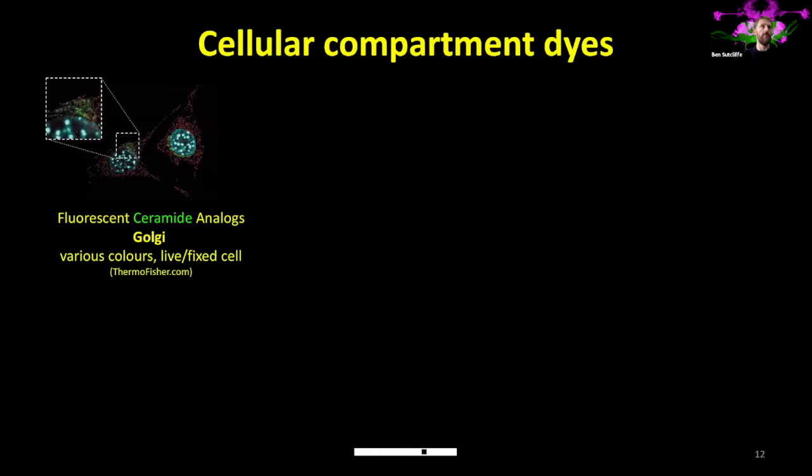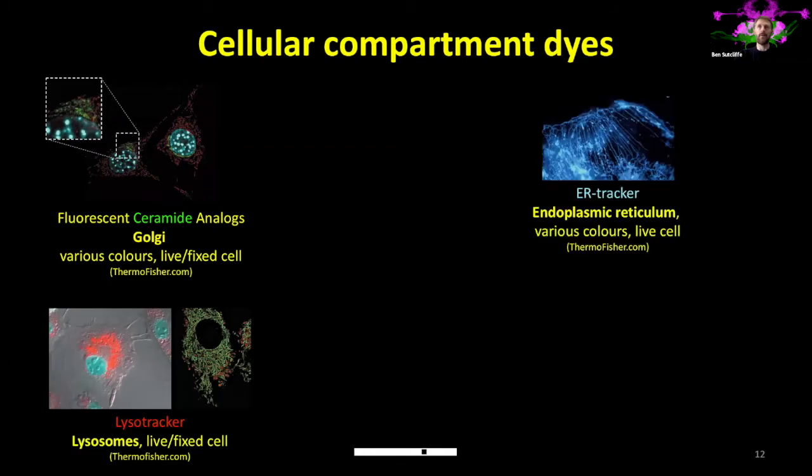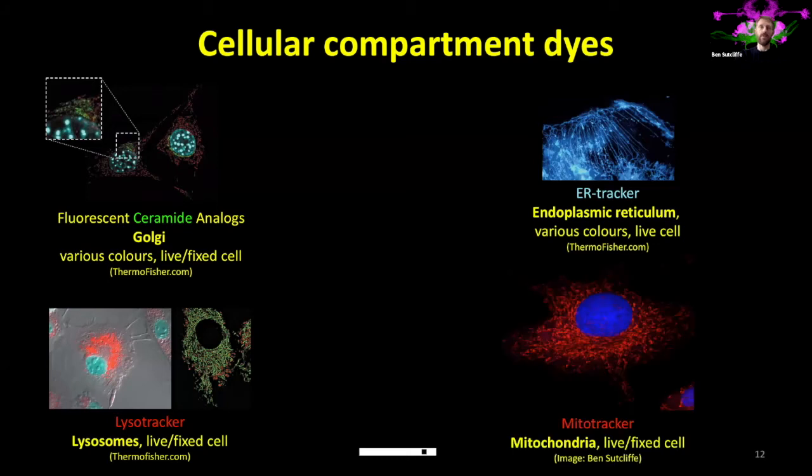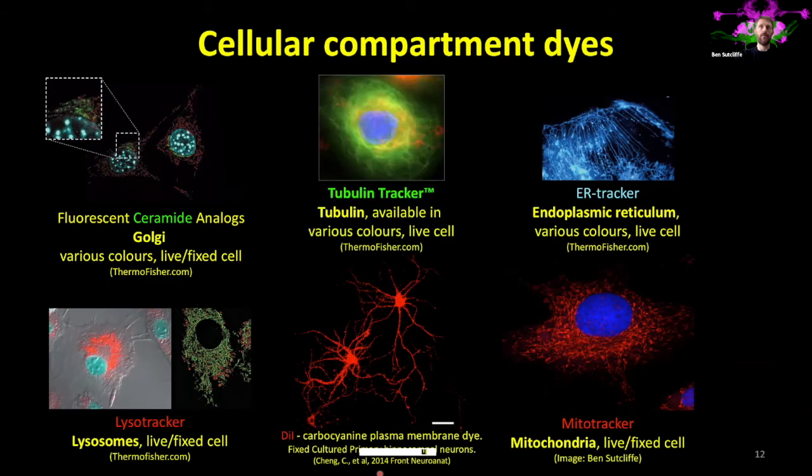So there's fluorescent ceramide analogues which label the Golgi. There's LysoTracker for lysosomes, ER-Tracker for the endoplasmic reticulum, MitoTracker for mitochondria. You've got a dye which allows you to label the plasma membrane, typically used for labeling the processes in neurons. And then Tubulin Tracker for looking at tubulin within the cell.